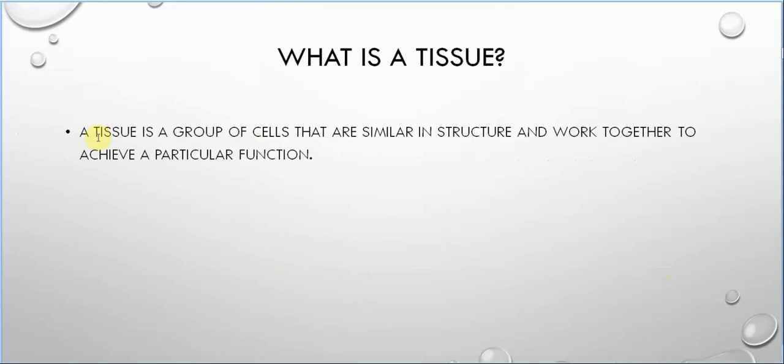So what is a tissue? A tissue is a group of cells that are similar in structure and work together to achieve a particular function. A group of cells combines to form a tissue, the cells making up a tissue are similar in structure, and whatever number of cells are present in a tissue, they work together to perform a particular function.